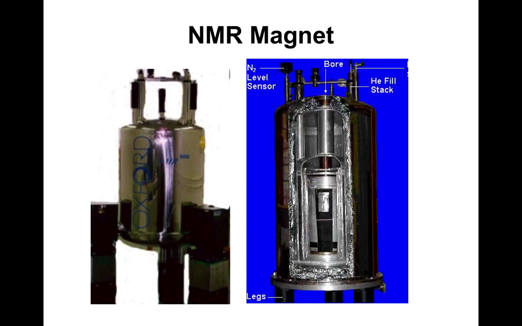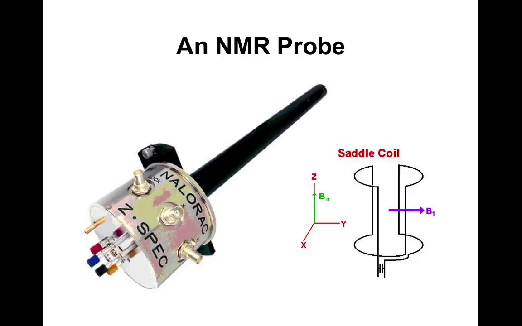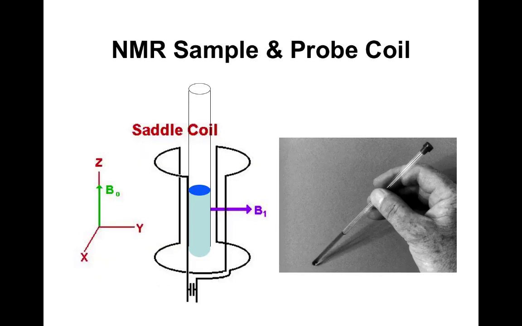So this is a cutaway view of an NMR magnet. This is more of a schematic, but just illustrating how there are layers and layers. It's just a giant thermos bottle designed to hold liquid helium and liquid nitrogen. And then inside of it is a small probe, which is usually a few centimeters in diameter, connected to some electronics. Inside that probe is a tiny, tiny saddle coil made up of wires. It looks like an antenna.